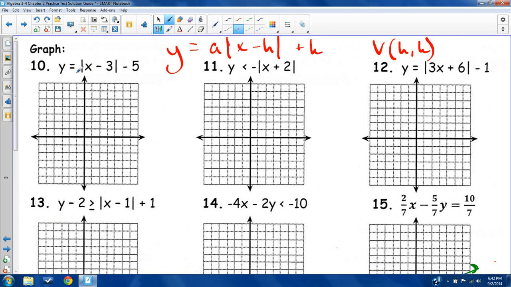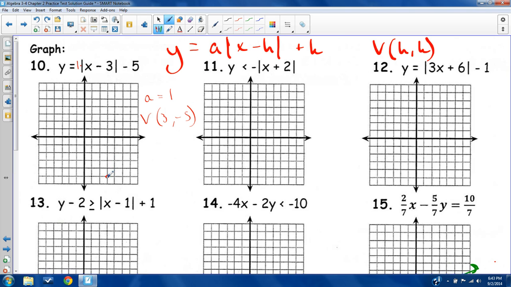Okay, number 10 looks to be in that form already. Y equals, what is my a here? My a is 1. 1 times the absolute value of x minus 3, minus 5. So what's important here is you got to know what this a is. A is 1. Your vertex is 3. Remember, it's x minus h, x minus 3, comma, plus k. This is a plus a -5, so that's 3, -5. So what I'm going to do is start at my vertex. Okay, 3, 1, 2, 3, 4, 5, right there.